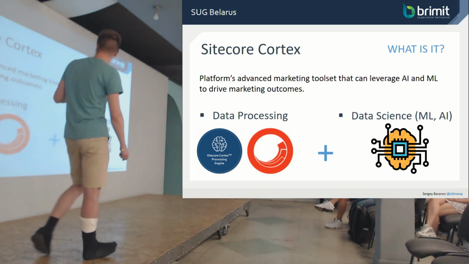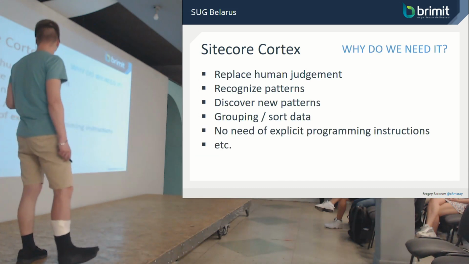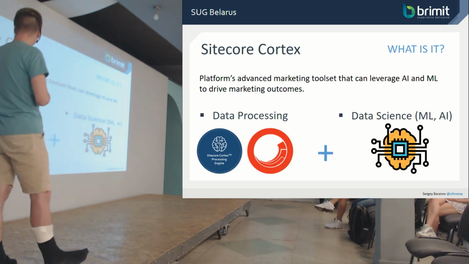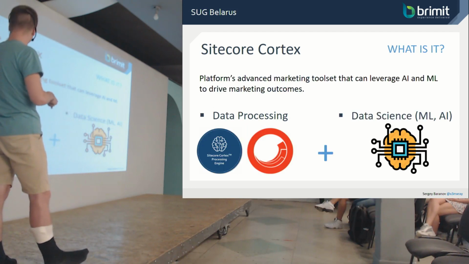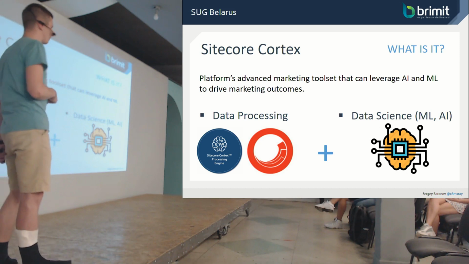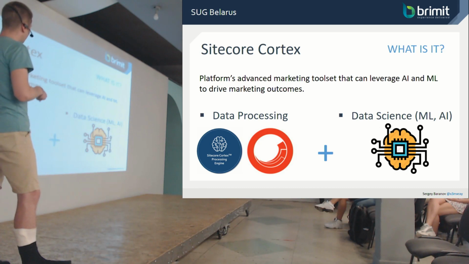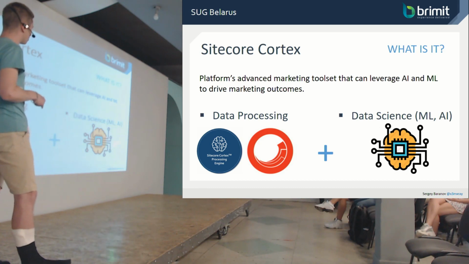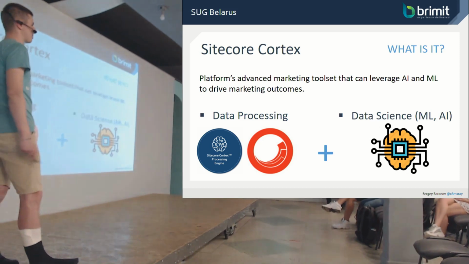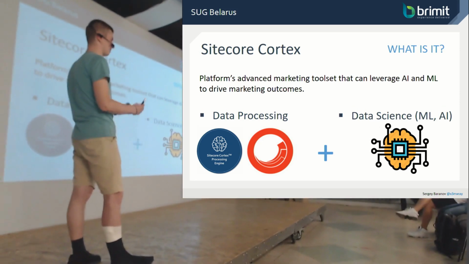What does Cortex consist of? From the Sitecore side, we have Sitecore, and we have a new Xconnect job that is named Processing Engine. And if we implement something with machine learning or artificial intelligence, we can call our model a Sitecore Cortex model.